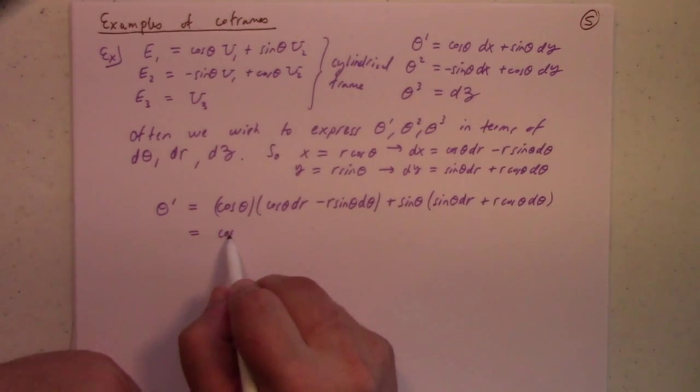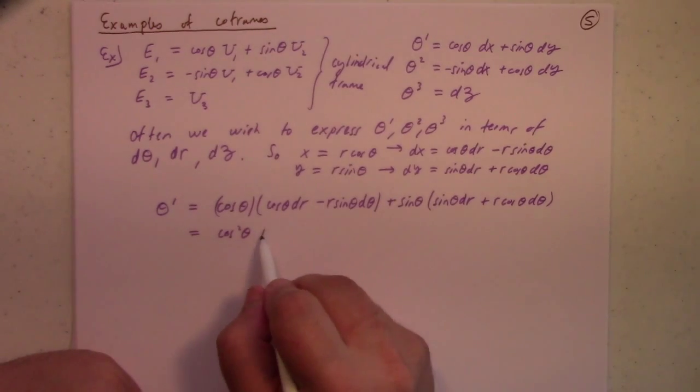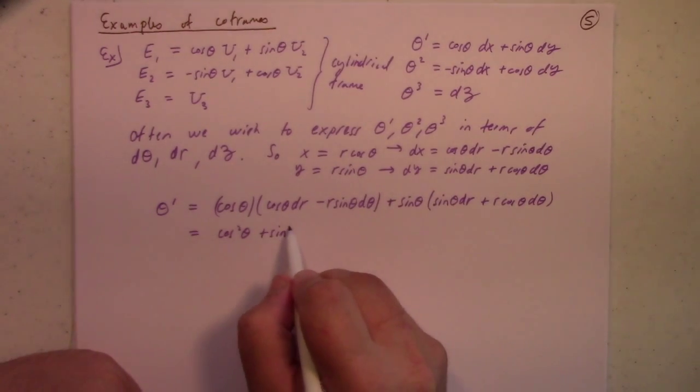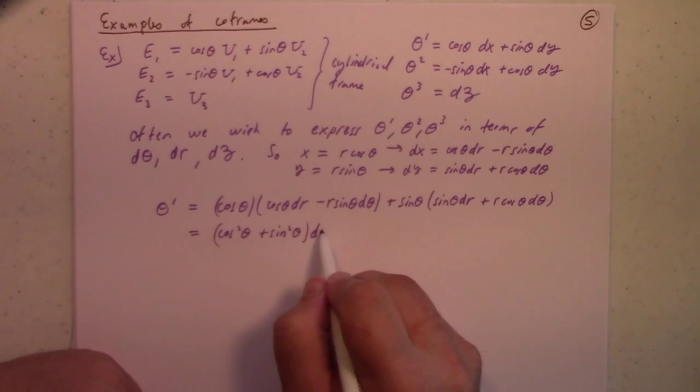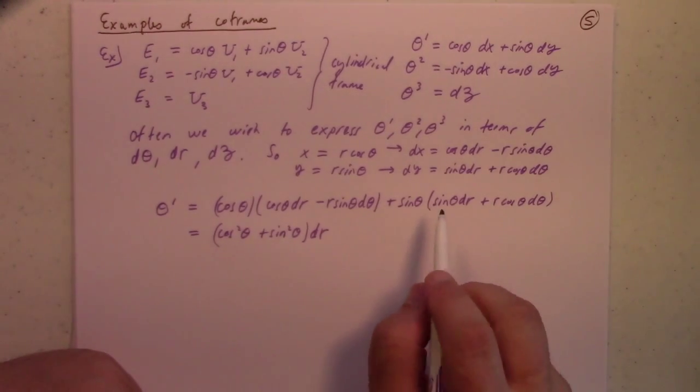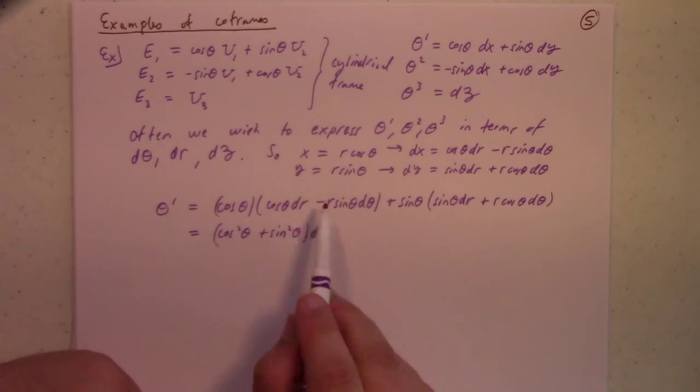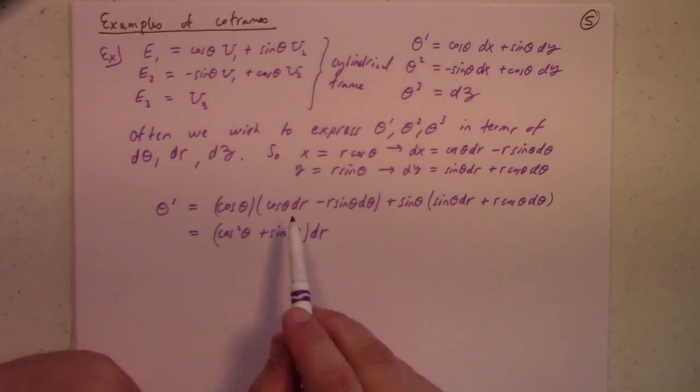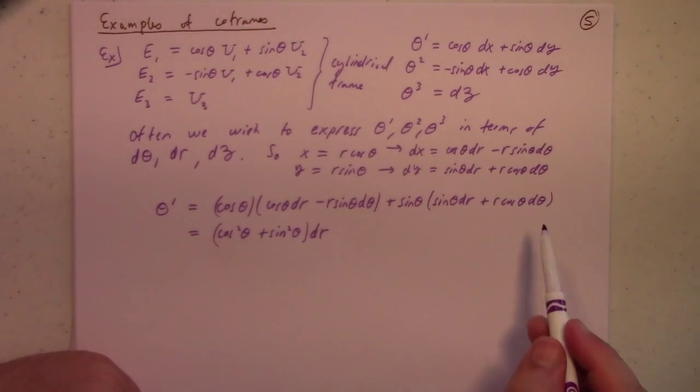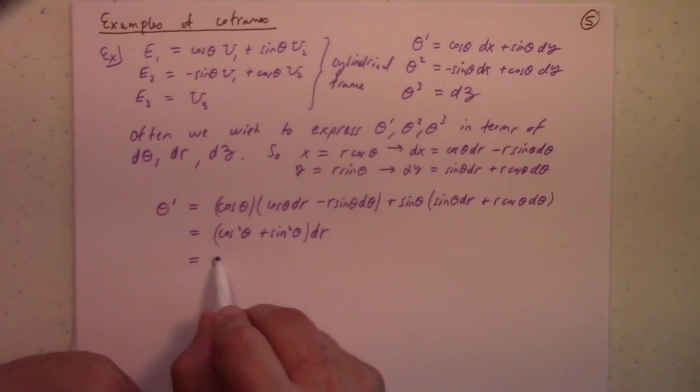So we got cosine squared theta plus sine squared theta dr, and then if you look at it, you've got a plus sine cosine, a minus sine cosine times r, and a plus sine cosine times r, so that cancels out, and you're just left with theta 1 as dr.